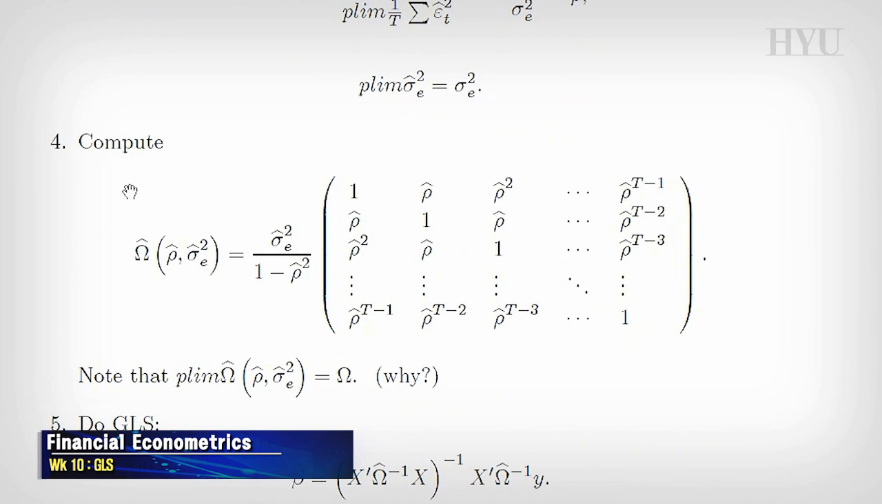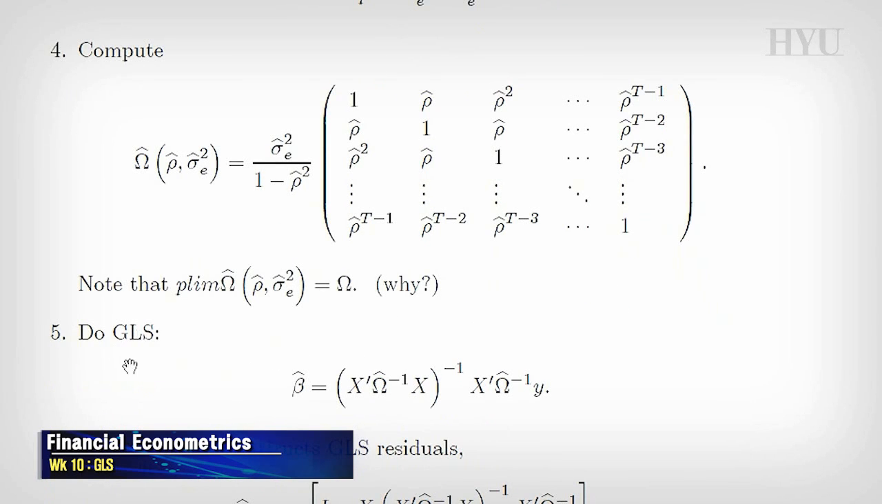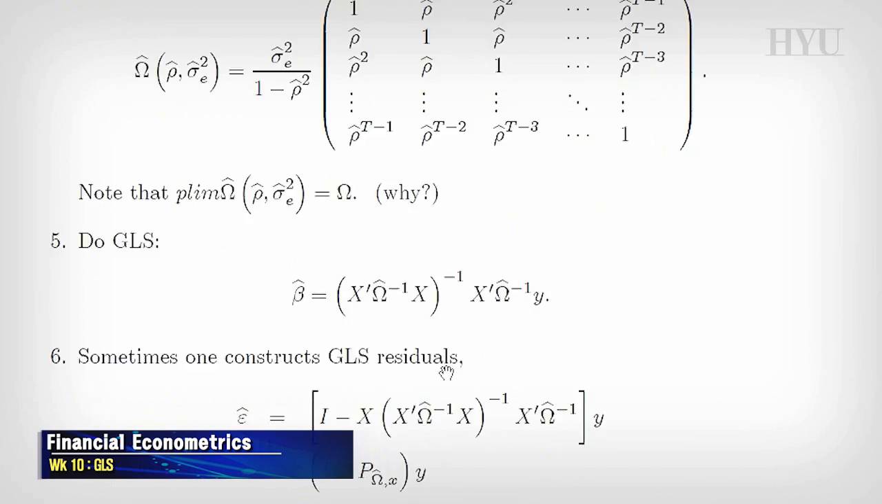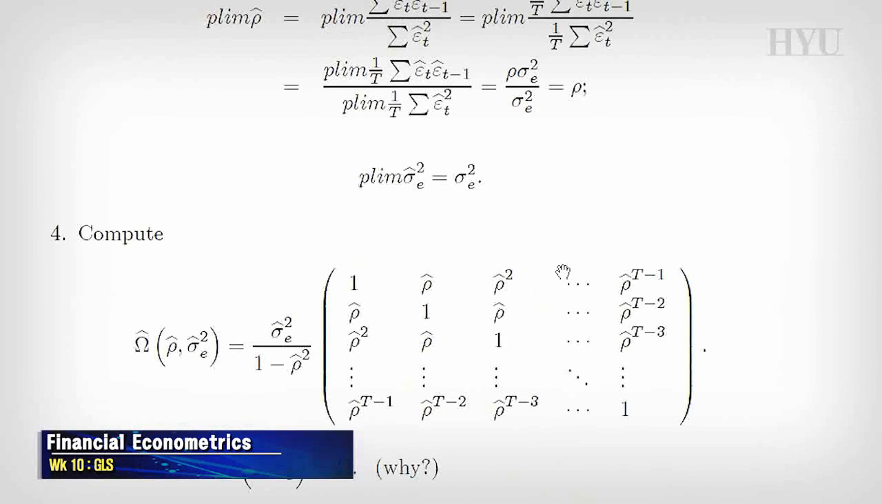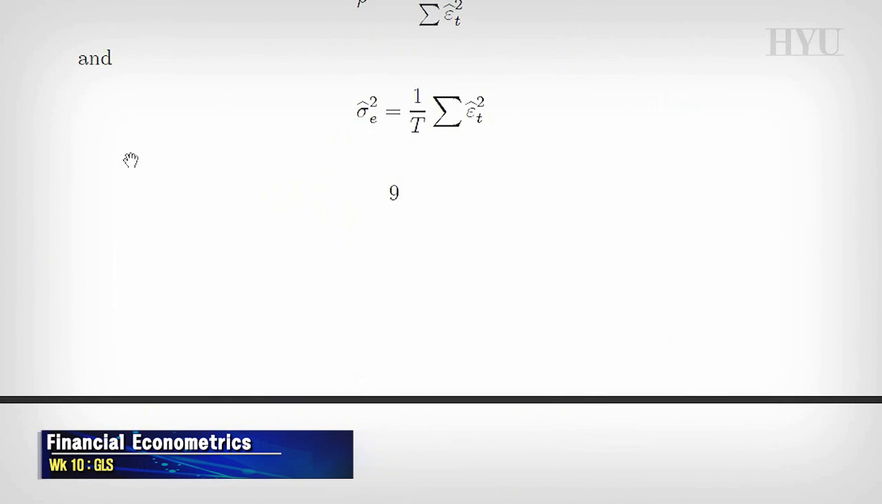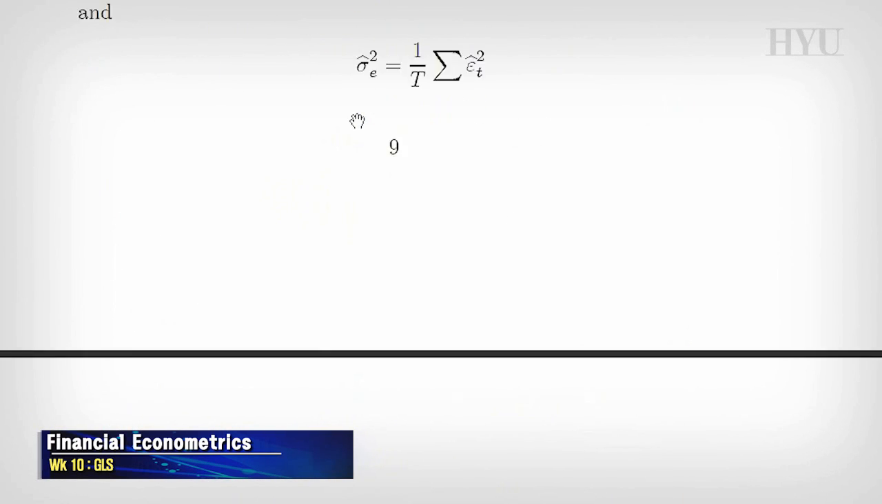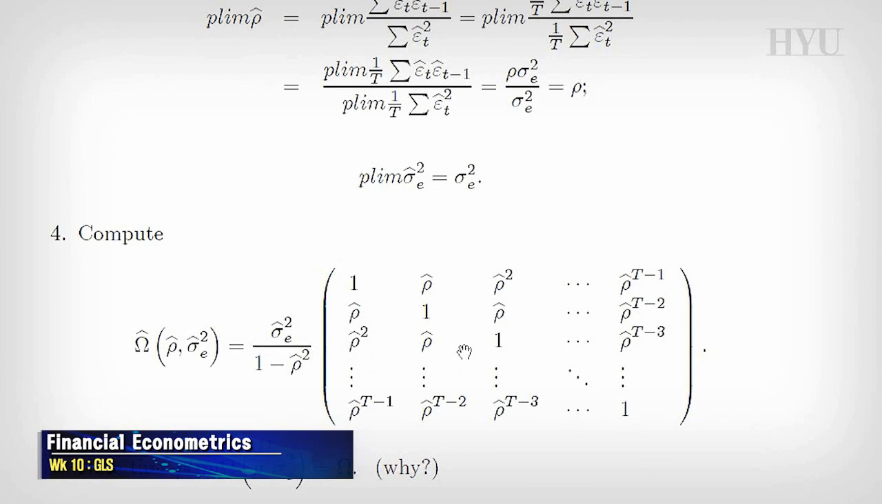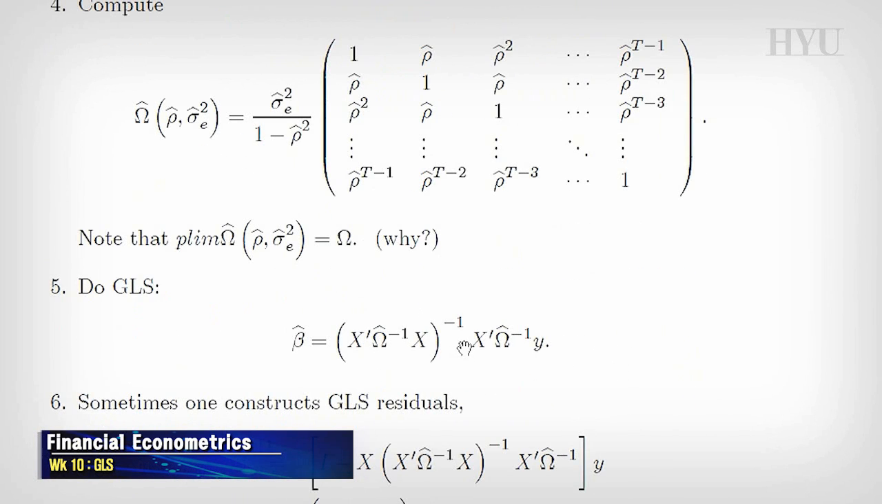Next, you can compute this whole thing. Then, because they are all consistent estimators, this omega hat will converge to omega. And the next step is to do GLS with this part. You don't have to do this part, because the matrix is too large, so it is not easy to calculate. So please do the procedure only up to this part. Just calculate this and this. Don't do this one.